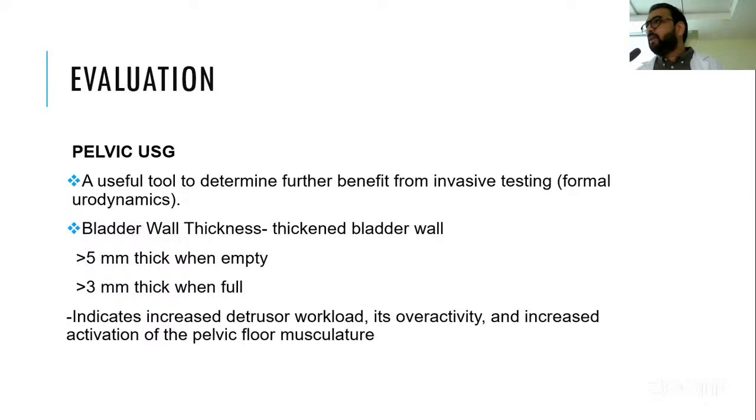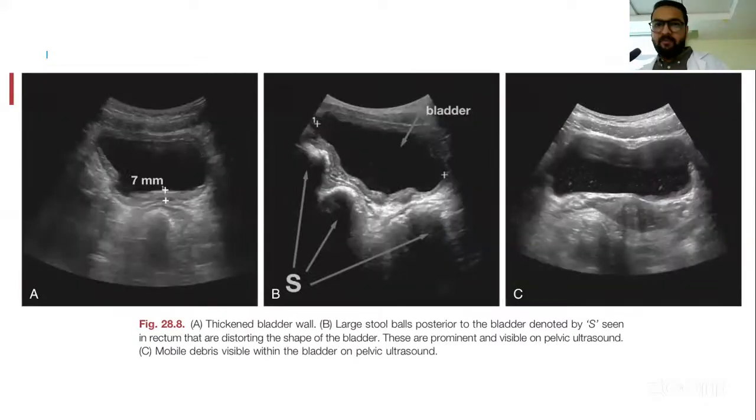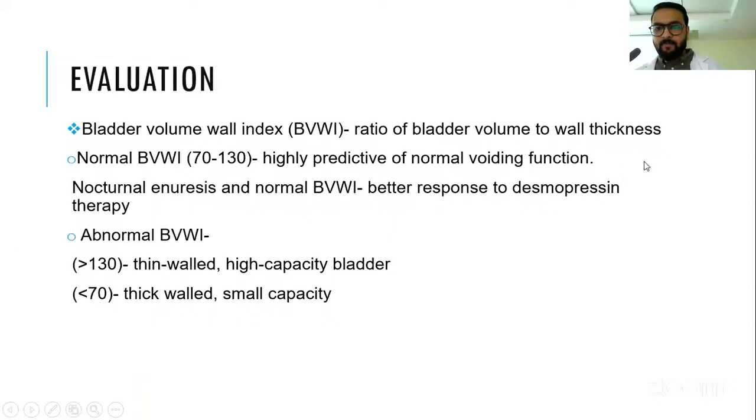Then pelvic ultrasound, it is a useful tool to determine if further imaging testing will be helpful. And we measure the bladder thickness. If more than 5 mm thick when empty and more than 3 mm when full, it is called thickened bladder. It will indicate detrusor workload overactivity and increased activity of pelvic floor musculature. This is the ultrasonography showing thickened bladder. And these are the stools which are distorting the shape of the bladder. And these are the debris.